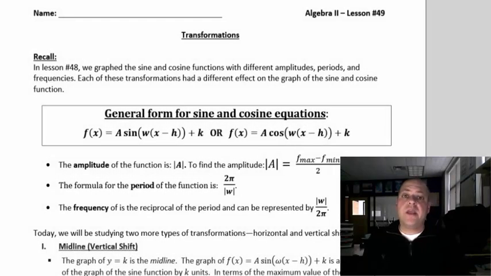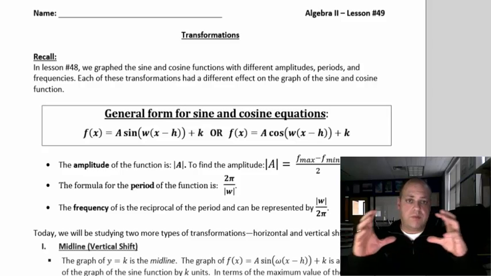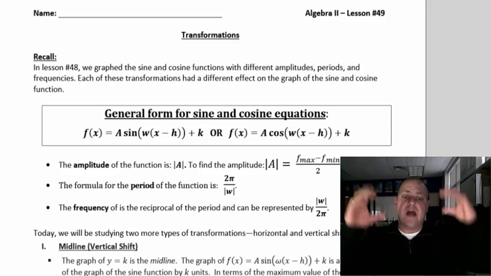All right, now transformations of these sine and cosine graphs. Now we did amplitude, frequency, period. We focused really on amplitude and period in lesson 48. Now we are moving into transformations, and that is going to encompass everything, amplitude, period, but also horizontal and vertical shifts. So we're going to be shifting left and right, shifting up and down.